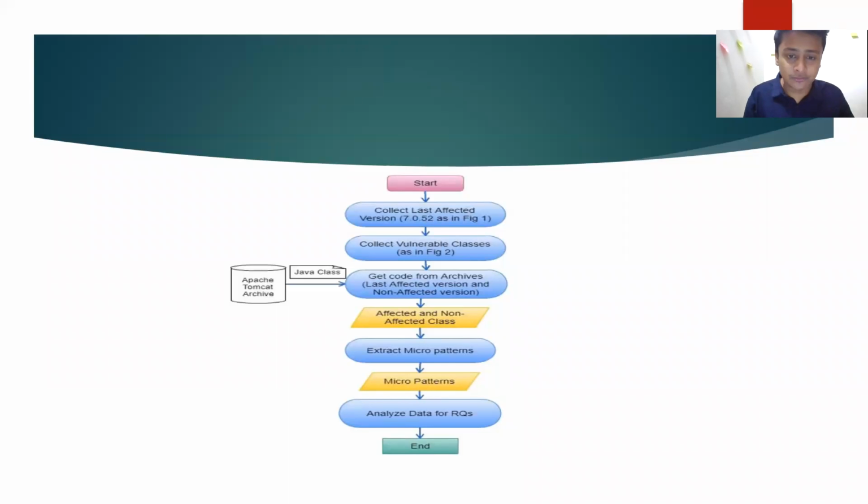We can show a chart to easily understand the solution. First we start, then collect the affected versions, then collect the vulnerable classes, then get them from the Tomcat archive, then identify affected and non-affected classes, and then extract microfeatan. After extracting microfeatan, we analyze the data and get the output.